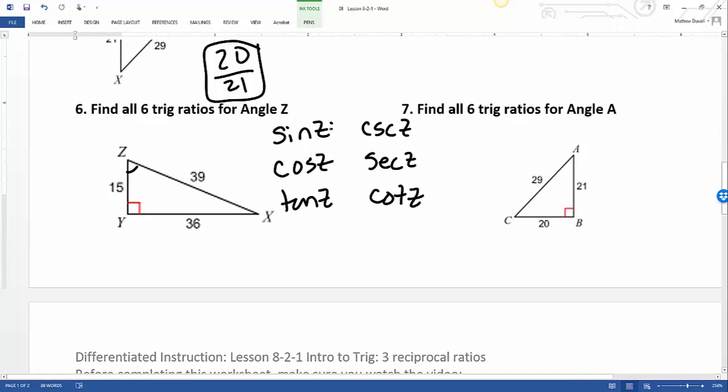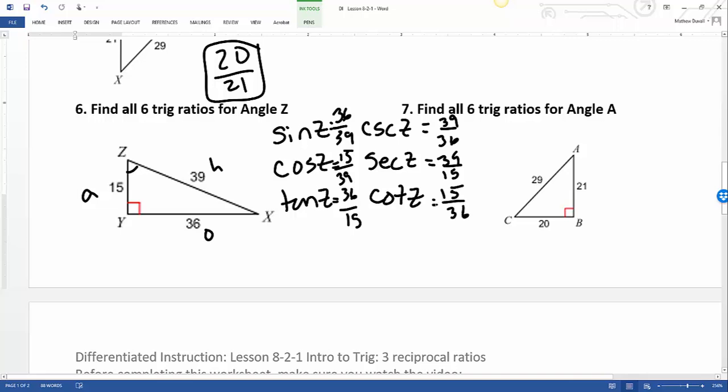So the sine of Z, there's my opposite, there's my adjacent, there's my hypotenuse. So sine is opposite over hypotenuse. Your cosine is adjacent over hypotenuse. Your tangent is opposite over adjacent. And so the reciprocals, you just flip them. And then, of course, you got to reduce them, right? So reduce.